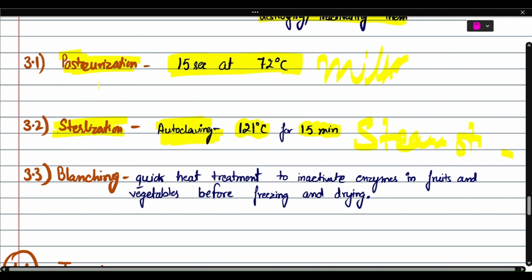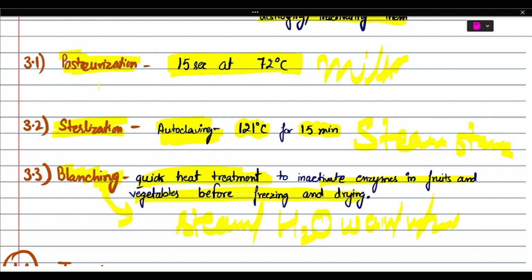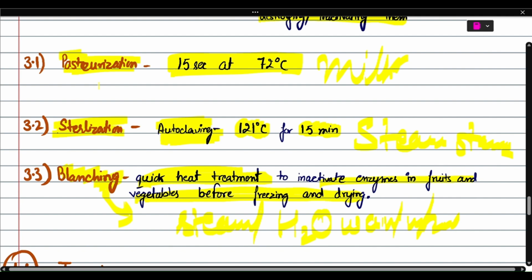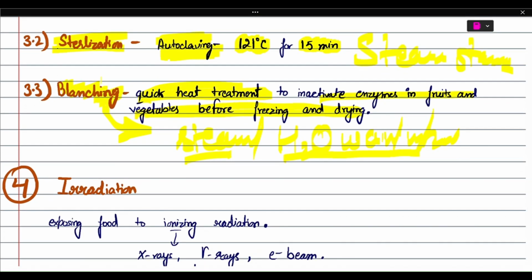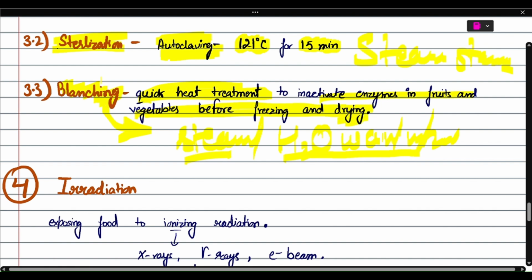Then the third is blanching, which is a quick heat treatment to inactivate the enzymes in fruits or vegetables before freezing and drying them. Blanching can be new to some. Basically, we use steam or warm, or you can say hot, water. We dip the fruits or vegetables into the steam or water bath, and by doing that many microorganisms are inactivated. After that, we can freeze them or give them for drying, so further preservation can be done.